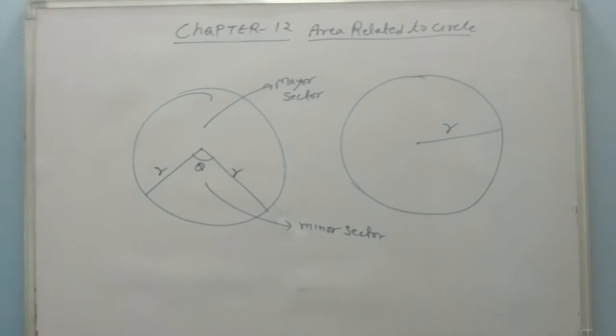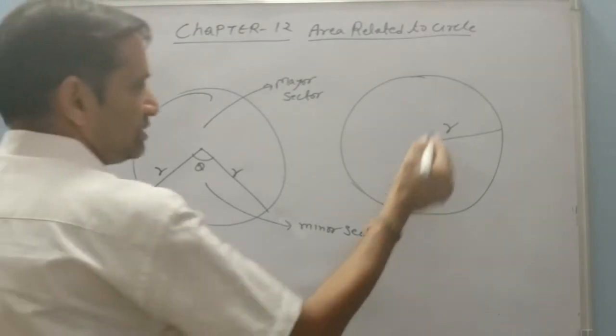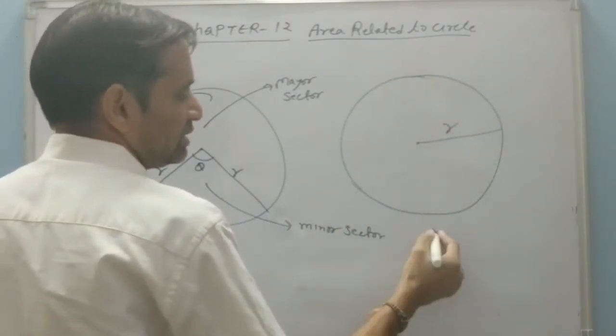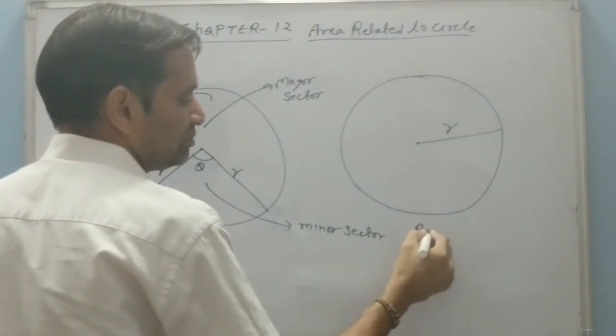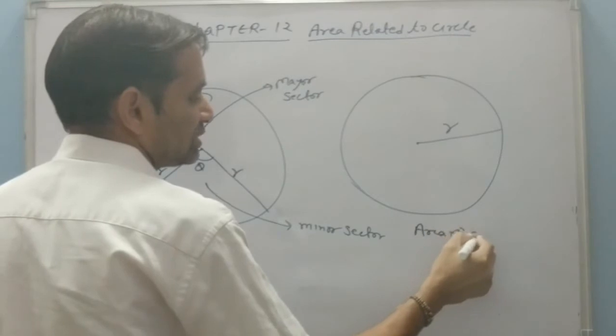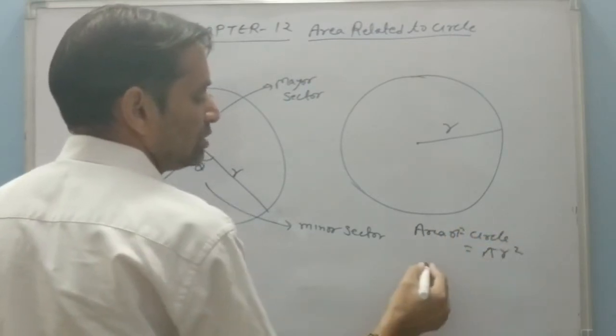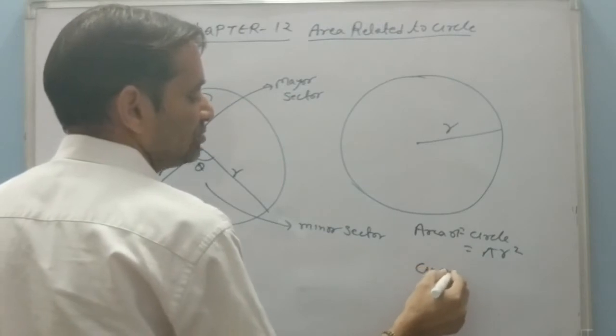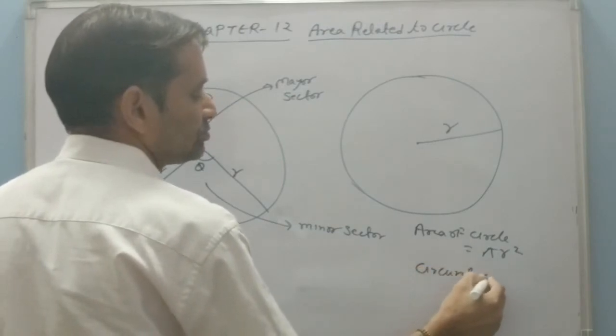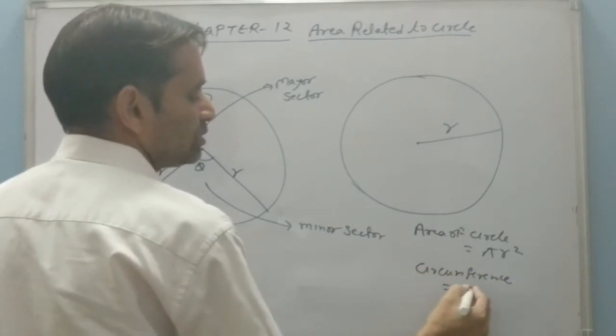So first of all, we look at the radius, area of the circle, circumference of the circle, area of sector, and all these things. If this is the radius of the circle, then the area of the circle is pi r square, and the circumference is 2 pi r.